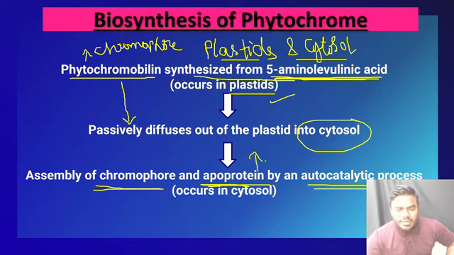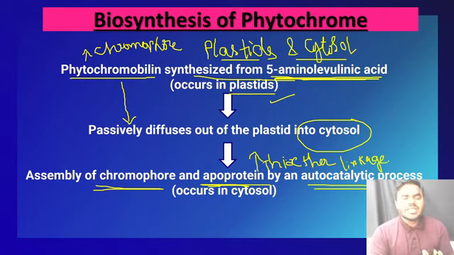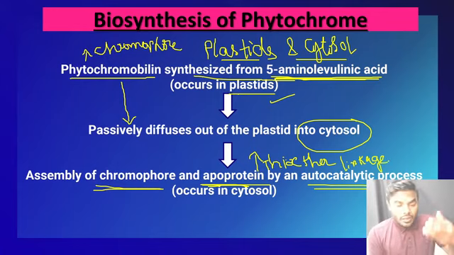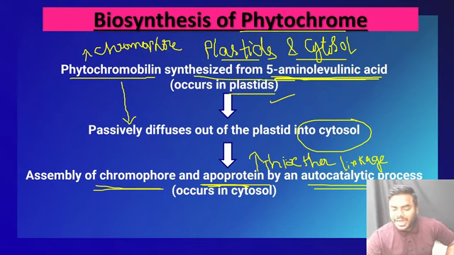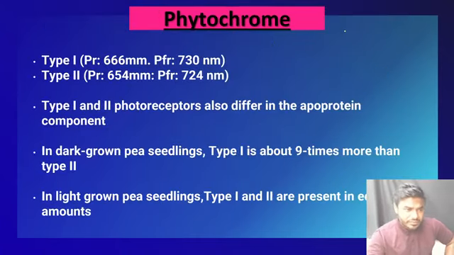Friends, what do you mean by this autocatalytic process? I told you, by the thioether linkase. So friends, what is the point every one of you has to remember? Chromophore and apoprotein are not synthesized in the same location. The chromophore is synthesized in the plastids. From the plastid, the chromophore comes to the apoprotein and combines with it, involved in the biosynthesis of phytochrome. Kindly do not forget this.